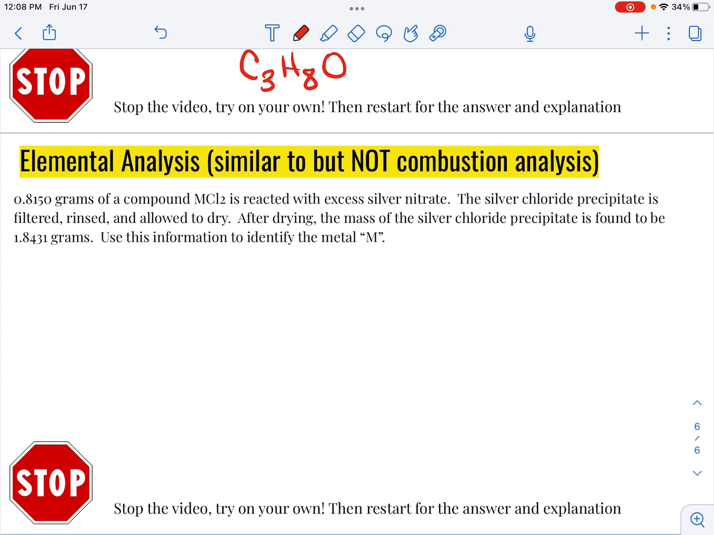So what's happening in this question is that we have 0.8150 grams of a compound. It's MCl2, and so we don't know what that M is, but we know that it must have a charge of 2+ because it has 2 chlorines with it.